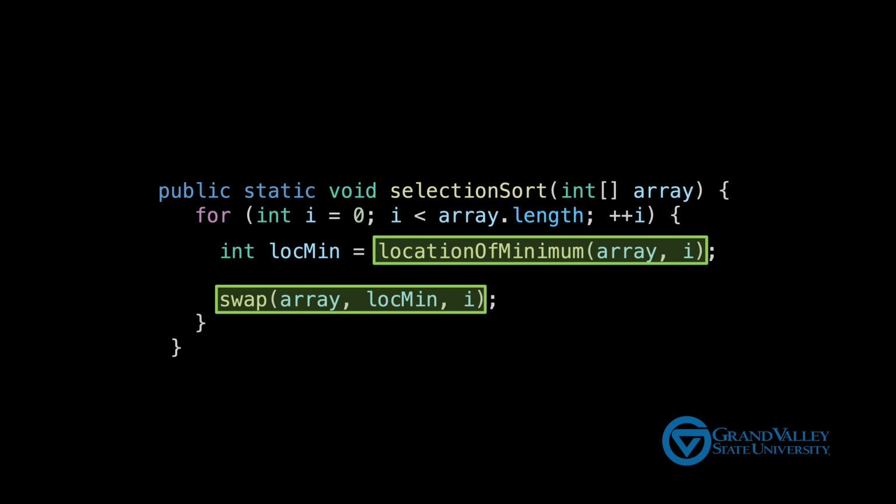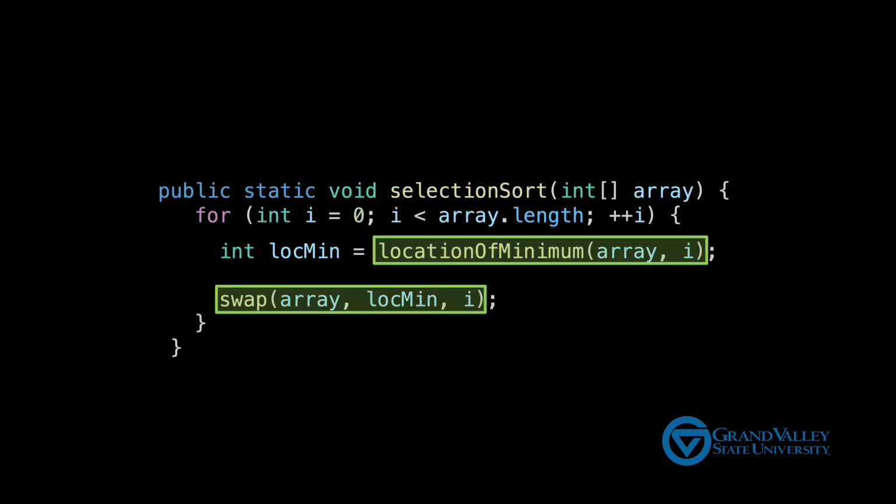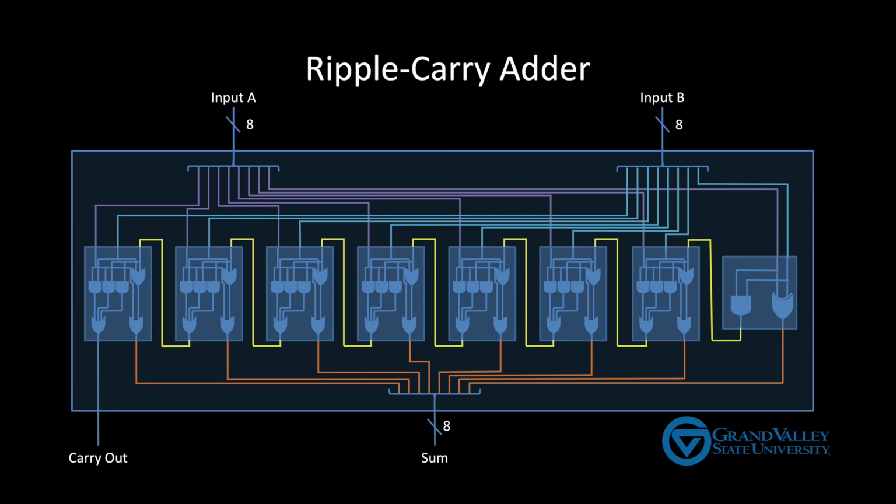So compare what you're looking at here to a longer implementation where we spelled out all of the details of location of minimum and swap. Most people find it a little more challenging to figure out what's going on here than in the version where the details are abstracted away. Likewise, most people, especially once they're used to working with hardware, find it easier to follow and understand a circuit when it's shown like this with the abstractions rather than when it's shown like this with all of the details of all the sub-circuits cluttering up the diagram.